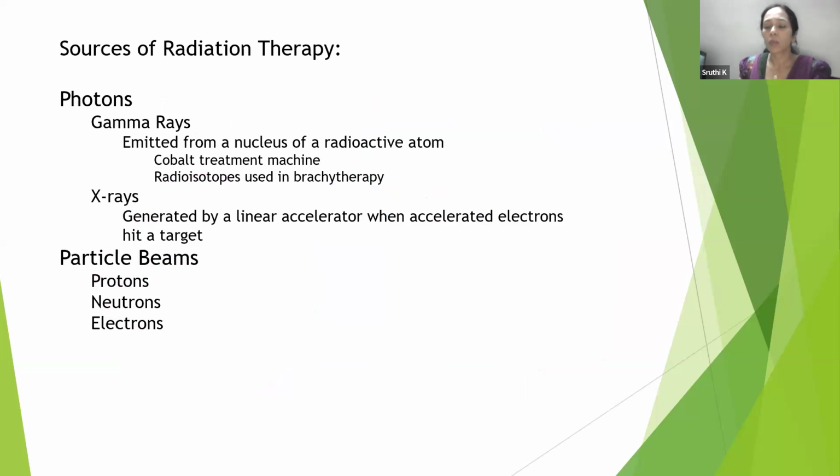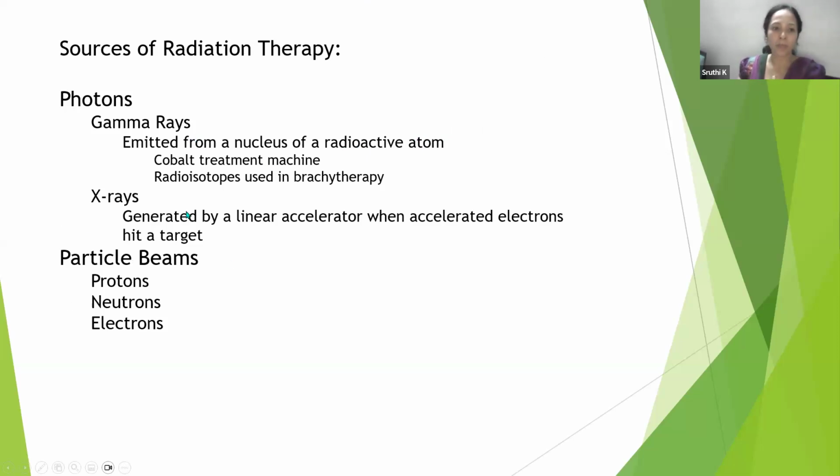So what are the particles, when we talk about radiation, what are we dealing with? We are dealing with photons, which can be either gamma rays, which are emitted from the nucleus of a radioactive atom, or X-rays. The other source of radiation therapy is the particle beams, that is the protons, neutrons, and electrons. Whenever we generally talk about radiation therapy, in normal parlance, we talk about these particular sources of radiation.